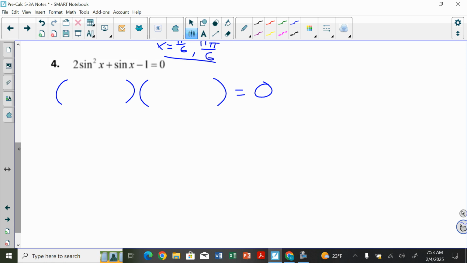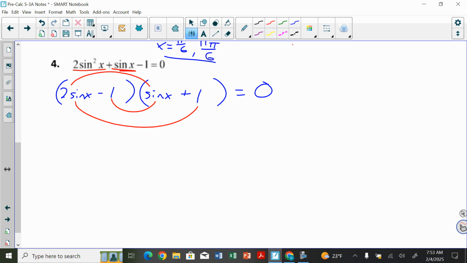So if I put this in and I go 2 sine of x minus 1, and then sine of x plus 1, that should do it. And remember, you can always check by just FOILing this. What would 2 sine times sine be? 2 sine squared. Okay. How about my outside terms and inside terms? 2 sine times 1 would be 2 sine. And then I have a negative 1 sine. That would give me 2 minus 1 is positive 1 sine x. And then my last terms, negative 1 times 1 is the negative 1. So it checks out. If you're unsure, you can always go back and check your work by FOILing.